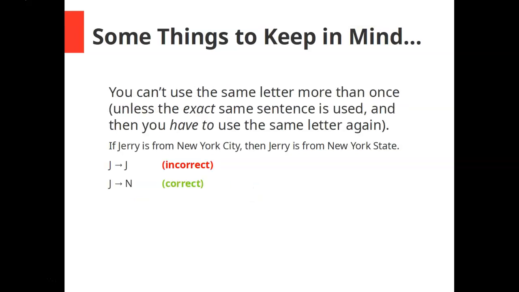Here's another thing to keep in mind. You can't use the same letter more than once unless the exact same sentence is used, and then you have to use the same letter again. So if I wanted to say, here's the claim, if Jerry is from New York City, then Jerry is from New York State, I can't represent that by J conditional J, because in the first instance, J represents Jerry is from New York City. And so you can't use that same letter to represent this claim, Jerry is from New York State. That is technically a different claim. So you have to use something else, like if J, then N, or J conditional N, where J represents Jerry is from New York City, N represents Jerry is from New York State.